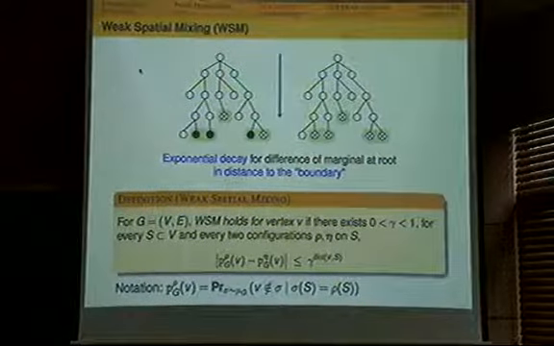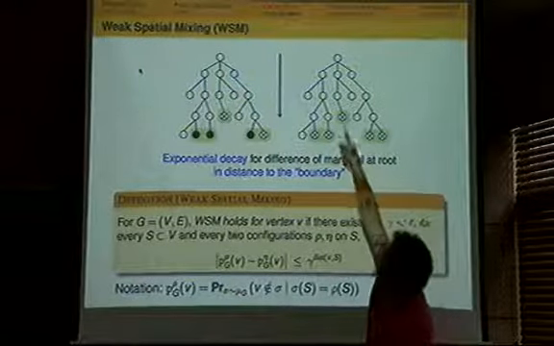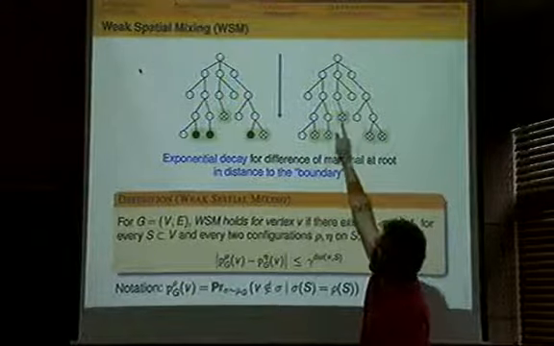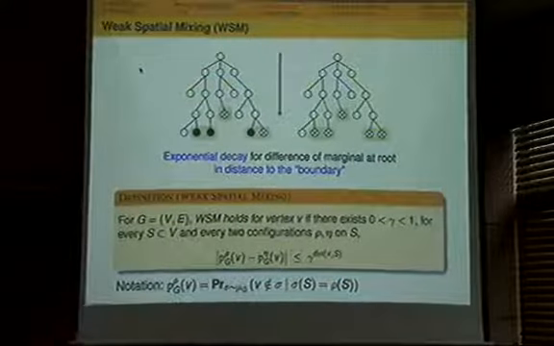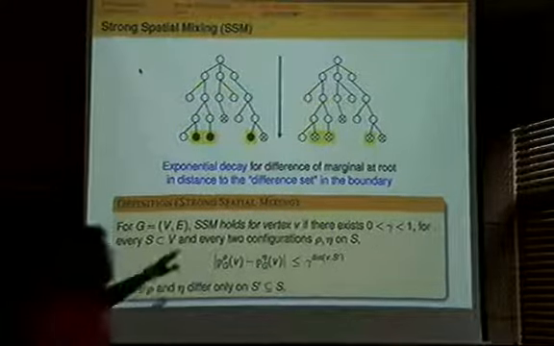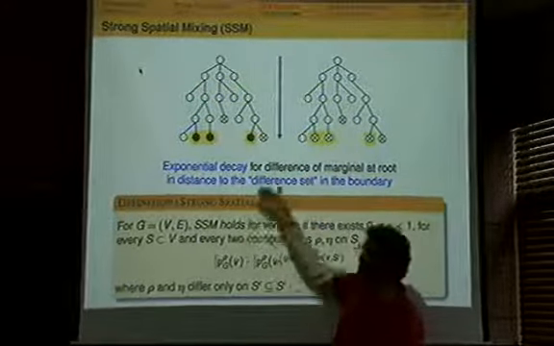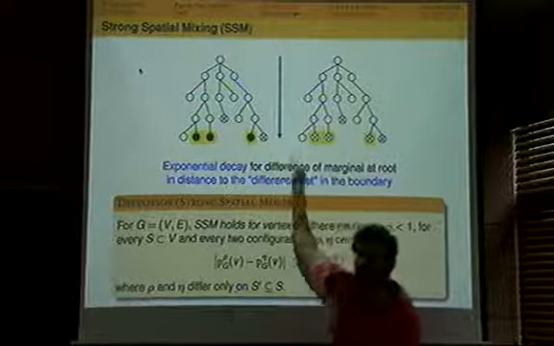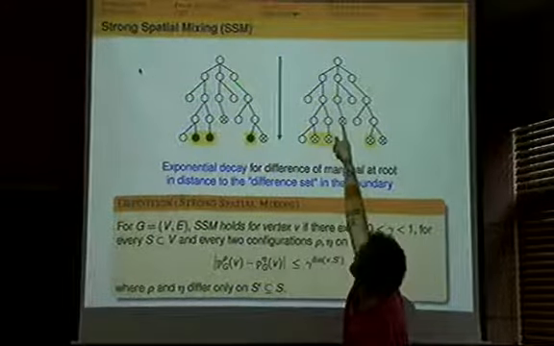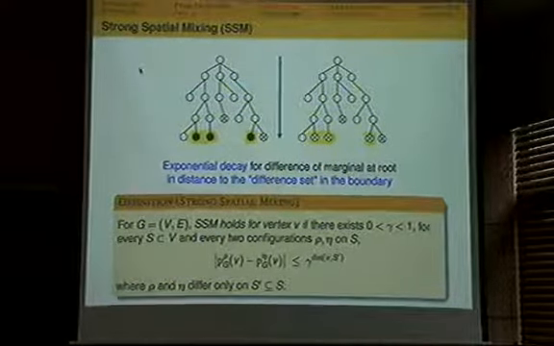So anyway, weak mixing decays exponentially in the distance to the boundary. Okay, even if those vertices on the boundary are the same. In strong mixing, I instead look at the vertices which differ on the boundary, and I want the influence to decay exponentially in the distance to the difference on the boundary. Okay, so if I have somebody who's fixed to be the same, that only helps me. That's what it's saying. Okay, so that's strong mixing.